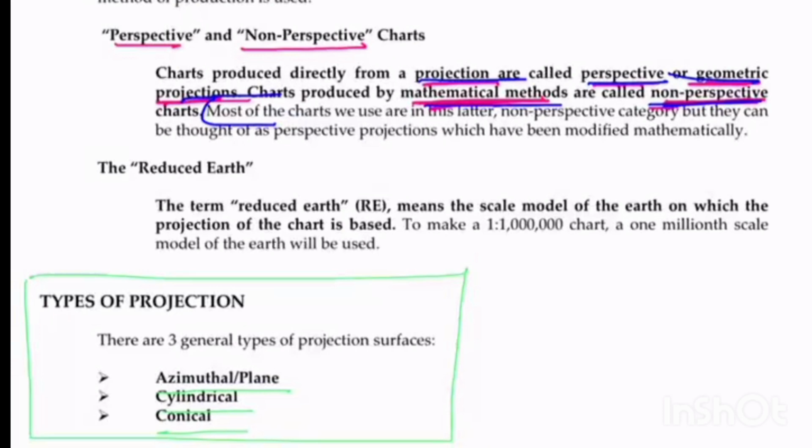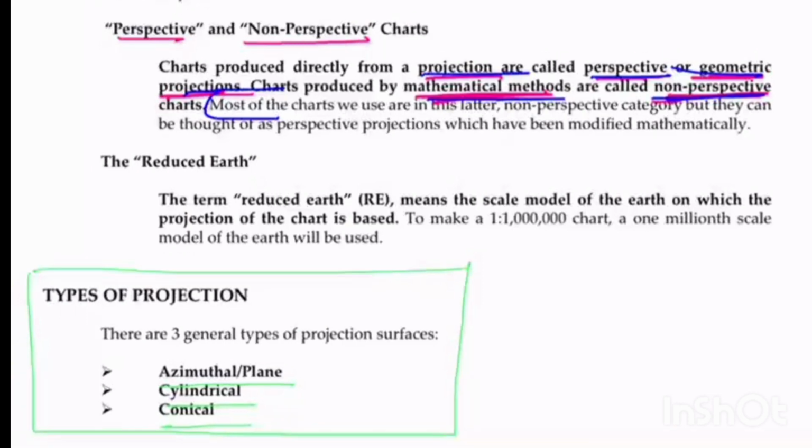The reduced Earth. The term reduced Earth, RE, means the scale model of the Earth on which the projection of the chart is based. To make a 1:1 million chart, a scale model of the Earth will be used. Types of projection. There are three general types of projection surface: azimuthal or plane, cylindrical, and conical.